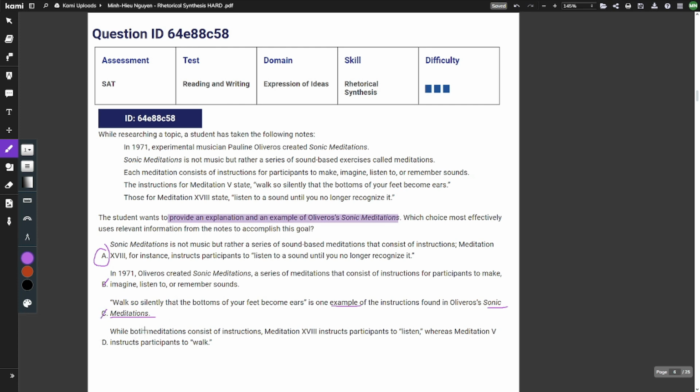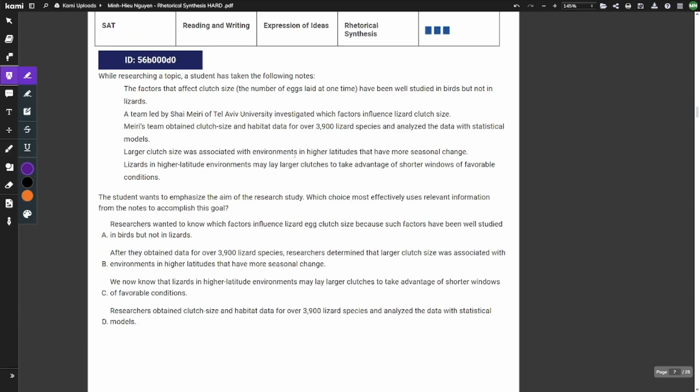And D. While both meditations consist of instructions, Meditation 18 instructs participants to listen, whereas Meditation 5 instructs participants to walk. So this is talking about a difference between different meditations, but it doesn't give an explanation of what the sonic meditations are, so it's not going to be D. And the answer is A because it does give the explanation on what sonic meditations is and also gives an example of one of them.